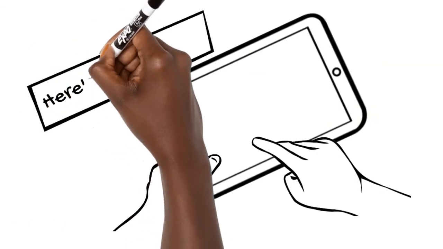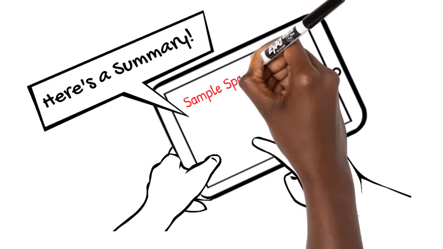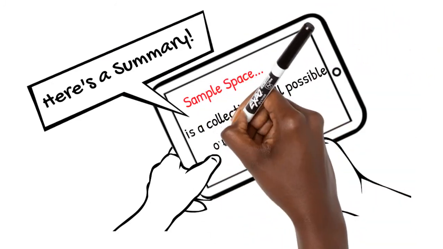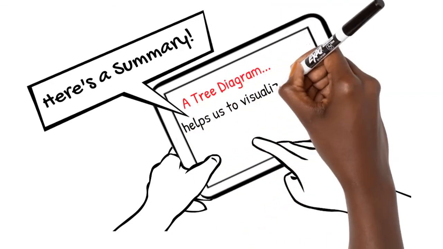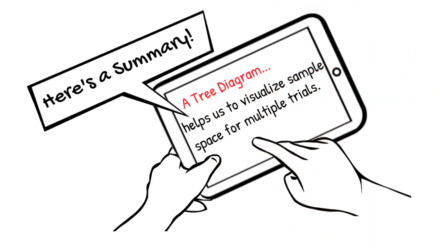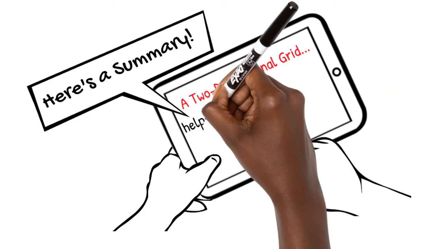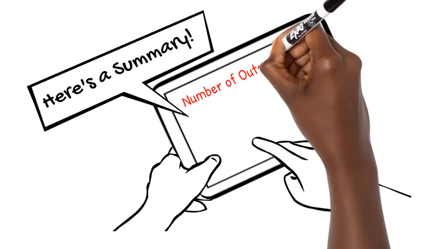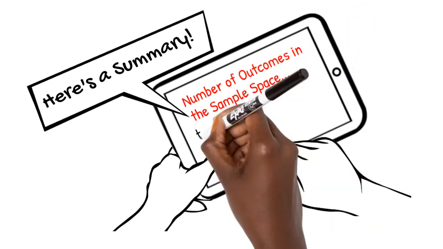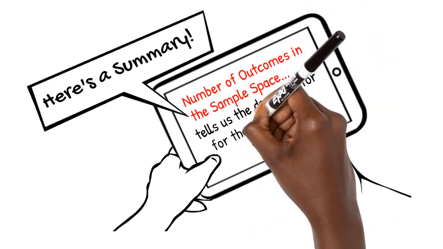Let's summarize what we've learned in this video. Sample space is a collection of all possible outcomes. A tree diagram helps us to visualize the sample space for multiple trials. A 2-dimensional grid helps us to visualize sample space for 2 trials. The number of outcomes in a sample space tells us the denominator for probability.